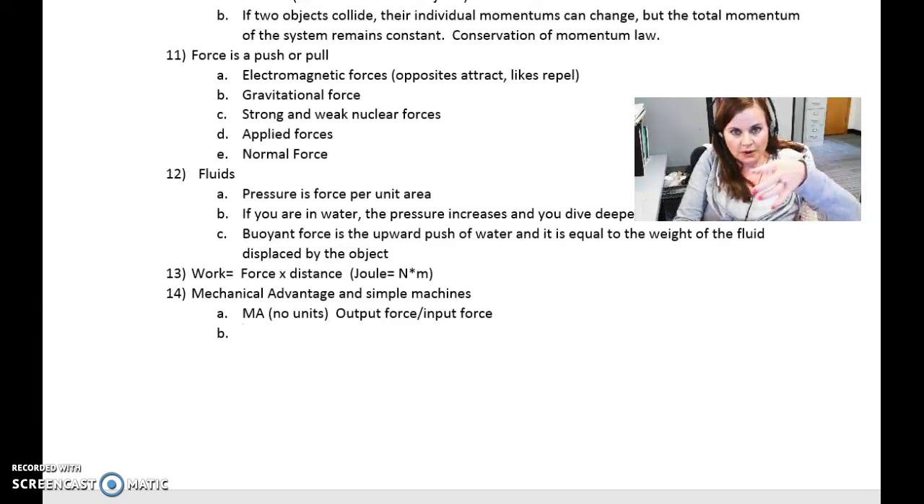But the lever moves quite a bit. I have to push down on the lever quite a bit to move the rock or whatever it is just a little bit. So you're compromising distance. You can move a heavier force, but you have to move it a smaller distance. So that's how many of our different simple machines work.